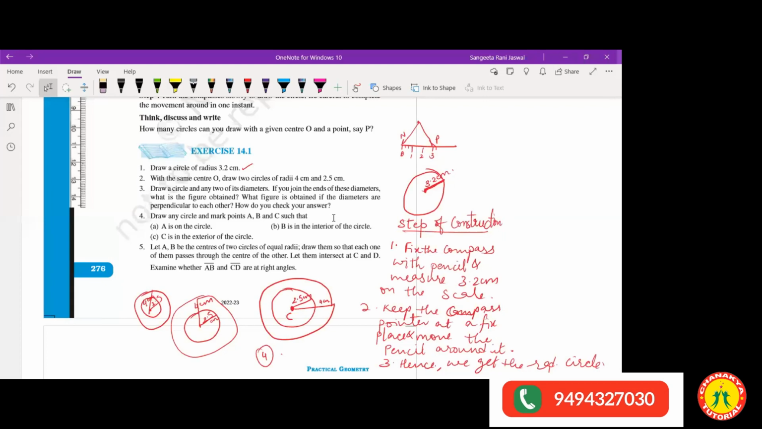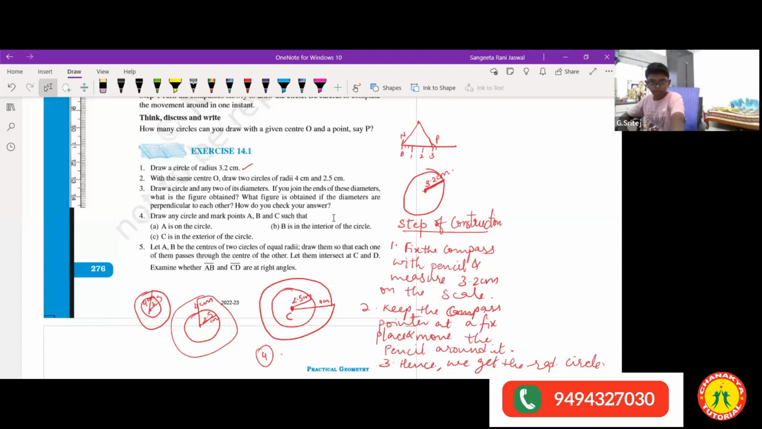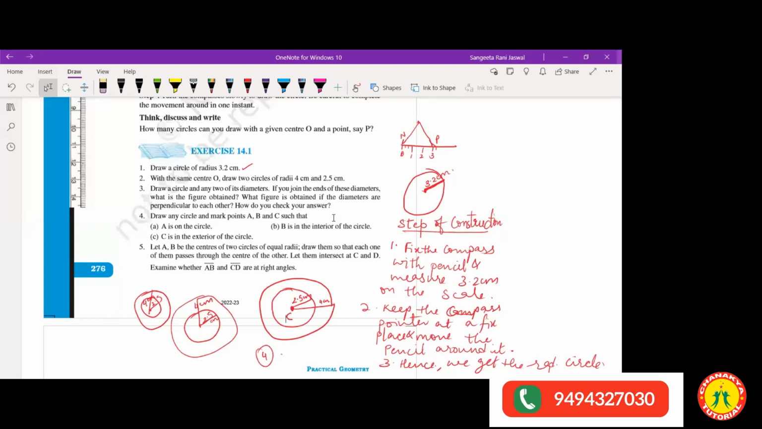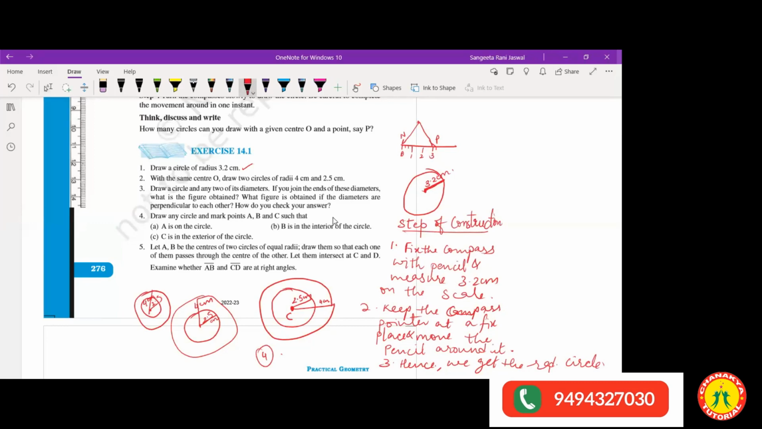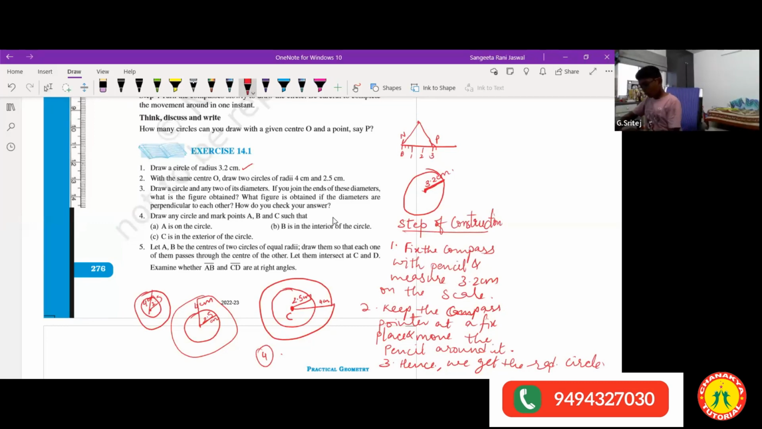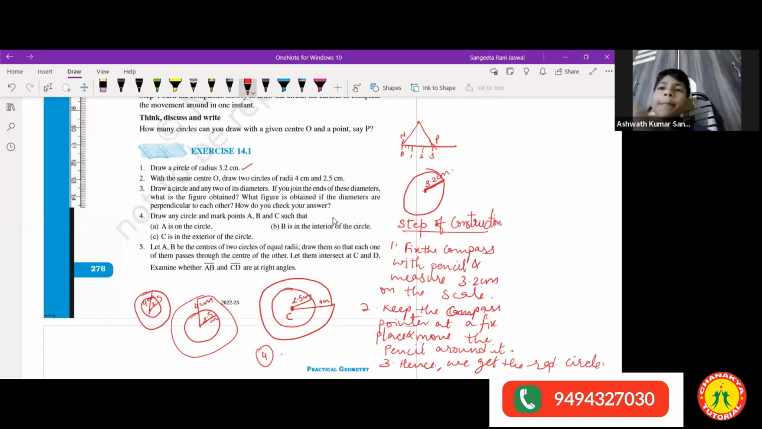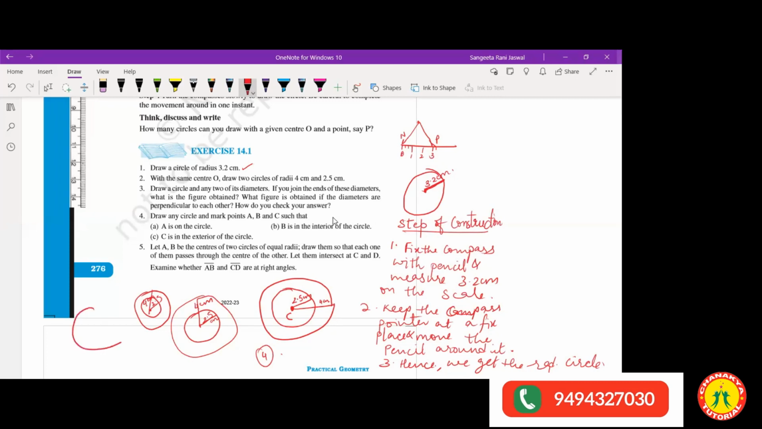Make a circle first. Make any circle with any radius. Ma'am, with radius or diameter? Circle you will be making with the radius, no? How will you make it with the diameter? Ma'am, because they were saying two of the diameters. So first make a circle with any radius. Okay, ma'am.